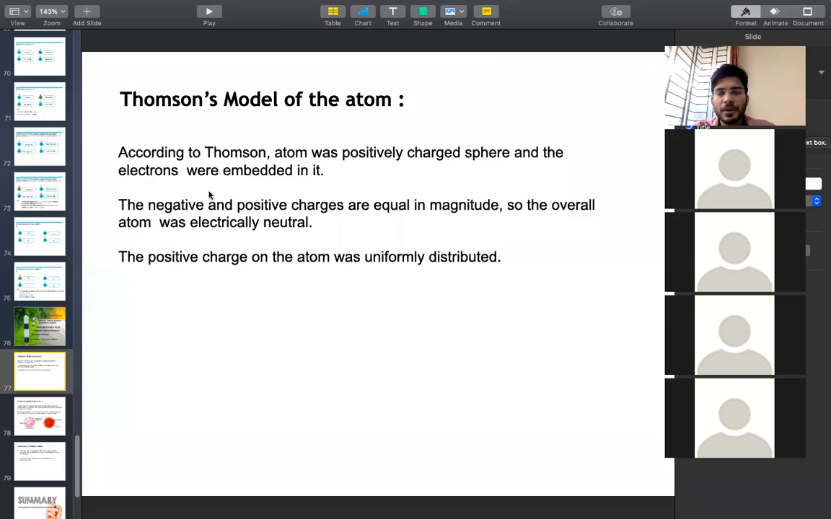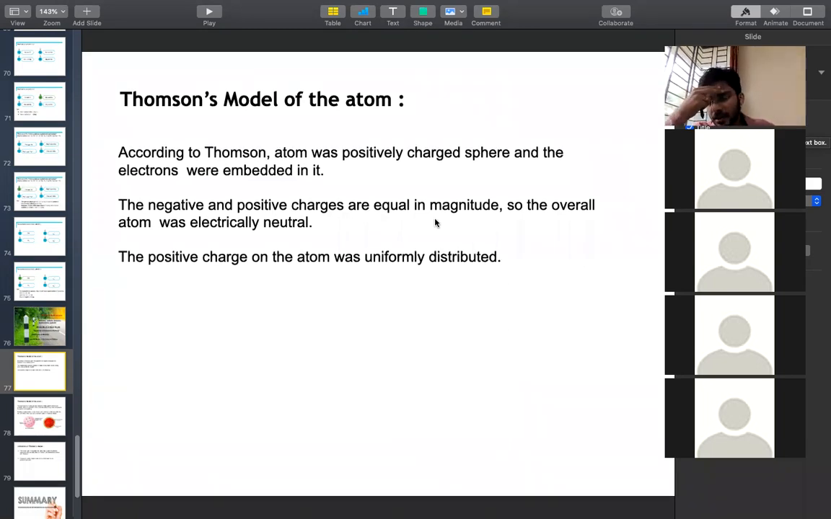Model. Okay, so the electron is embedded in it and there is a positive sphere. The negative and positive charges are equal in magnitude, so the overall atom is electrically neutral. It is not a charged species.